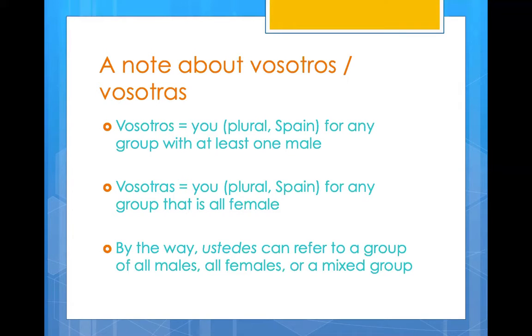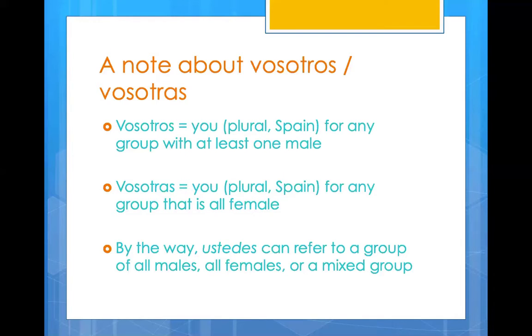Vosotras, which is also you, plural, in Spain, is used for any group that is all female. So again, if I'm talking to my group of 5 people, I would say you by saying vosotras if all 5 of them are female. Or if I'm talking to that group of 100 people and all of them are female, I would use vosotras.